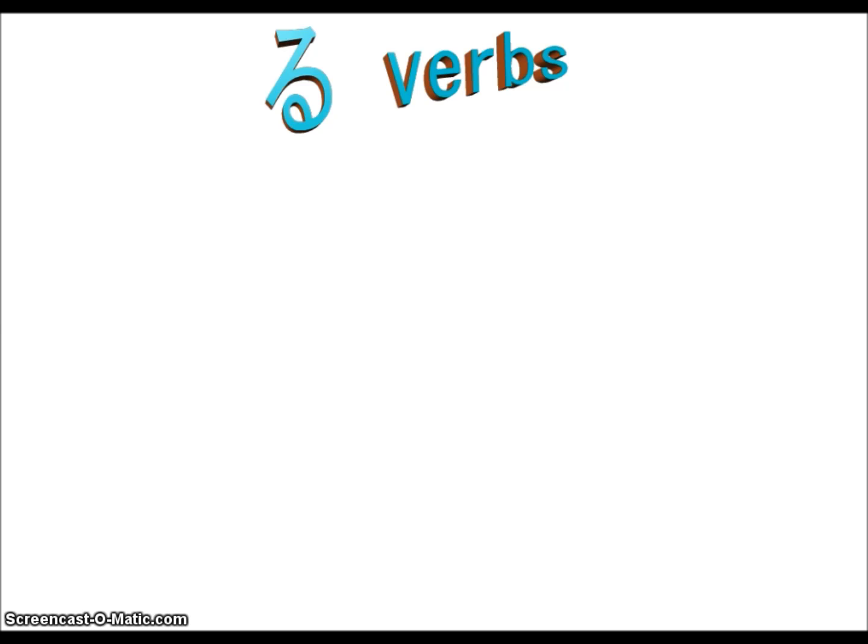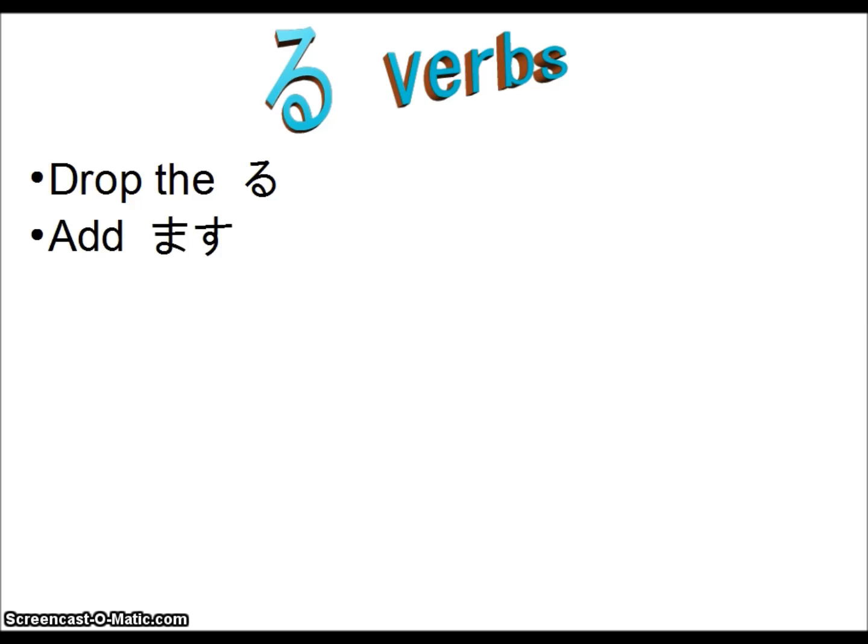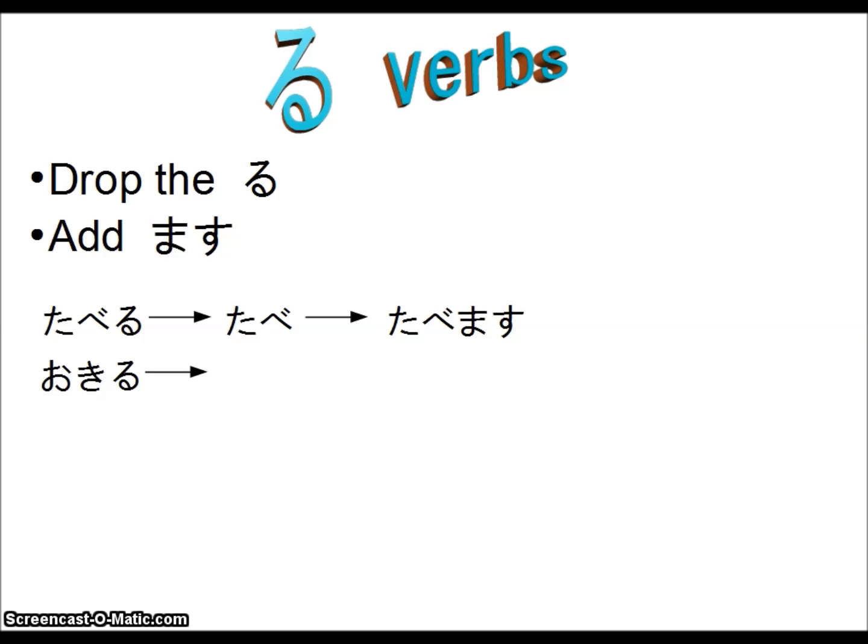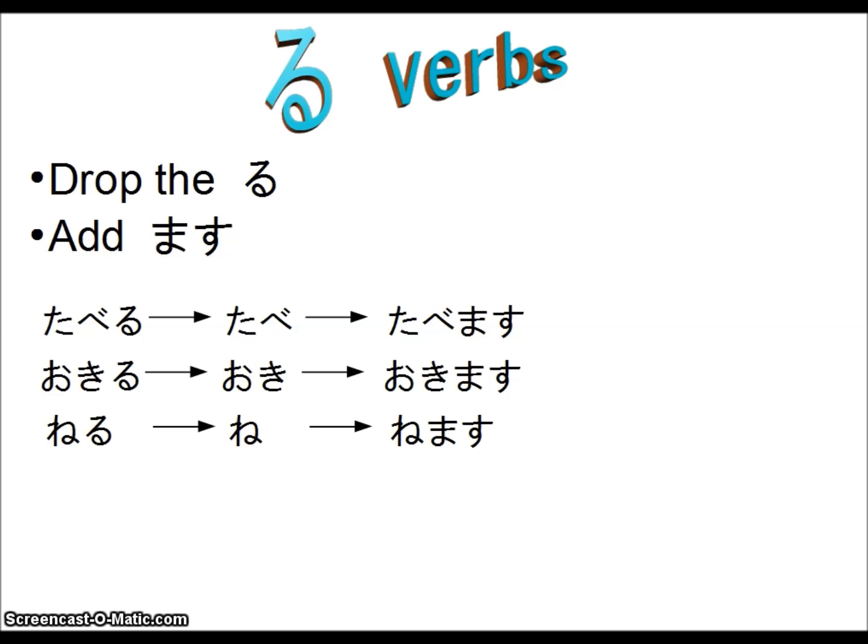But when you use it in a sentence, if you're going to speak politely, we have to learn how to conjugate it to the polite form. The rules for that are you drop the ru of the verb, then you add mas. So what this means is you have a word like taberu, drop the ru so it's tabe, add mas, tabemasu. With okiru, you drop the ru, it's oki, then add mas, it's okimasu. Neru, drop the ru, it's ne, add mas, it's nemasu. With miru, drop the ru, it's mi, add mas, it's mimasu.